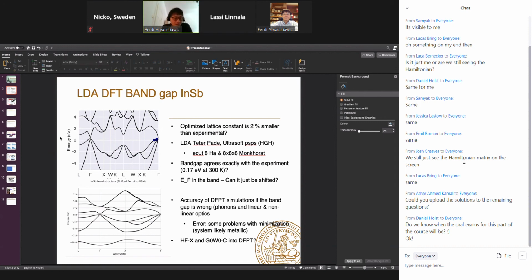So where is it in the periodic table? It's 3.5. 3.5, yeah. So that should be okay for pseudo potential. It's not like a 3D or something. Yeah, but still, pseudo potential sometimes is a bit problematic.